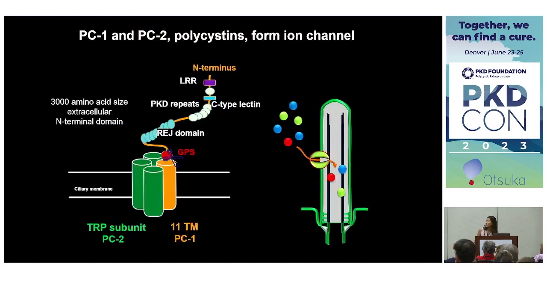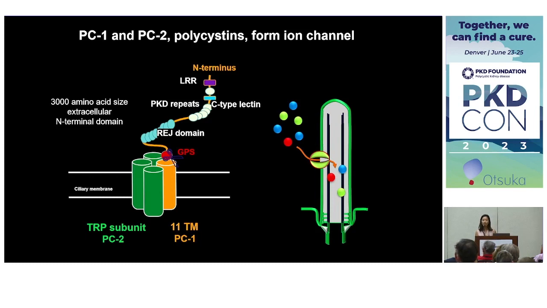As we know, when we have a mutation in the polycystin complex, PC1 and PC2, it leads to ADPKD. The polycystin complex forms a non-selective cation channel. They are expressed in primary cilia, and they conduct sodium, potassium, and calcium across the cilium.